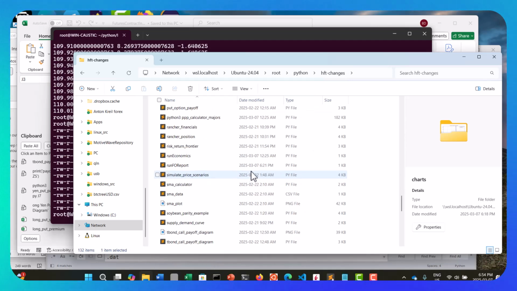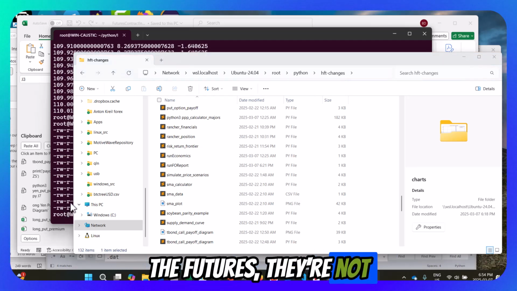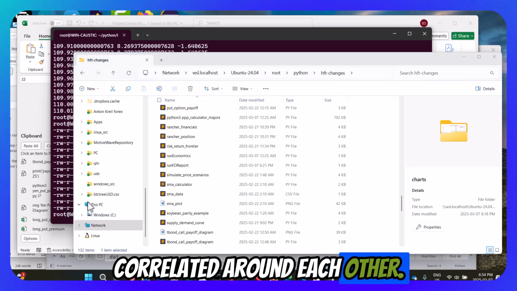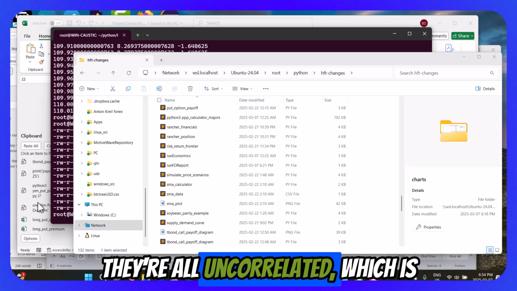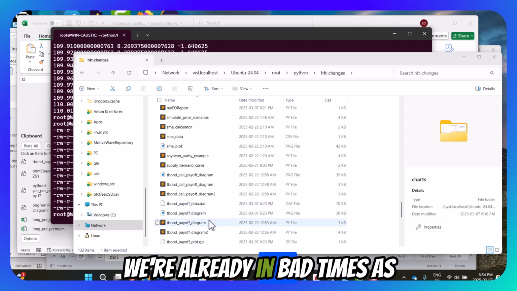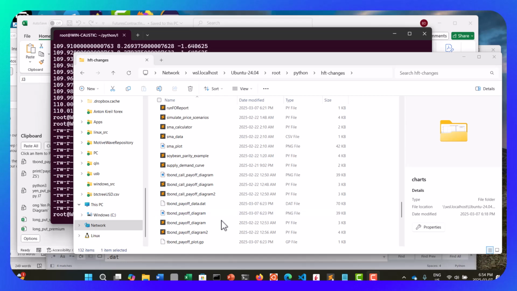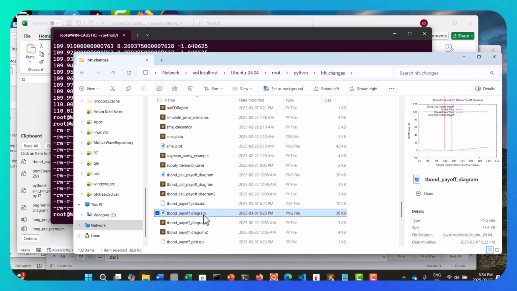And again, this is what I like about options and futures. They're not correlated around each other. They're all uncorrelated, which is brilliant for when we go in. Well, we're already in bad times as it stands. So yeah, this is the one I want to show you.